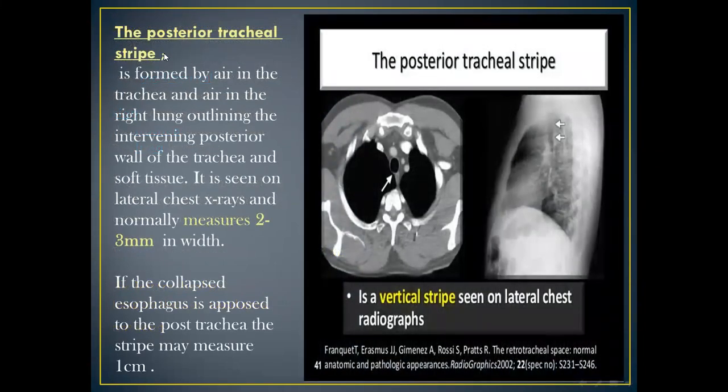The posterior tracheal stripe is formed by air in the trachea and air in the right lung, outlining the intervening posterior wall of the trachea and soft tissue. It is also less than 3 mm in width. This is the trachea, and this is the posterior tracheal stripe on CT. On lateral chest X-ray, this is the posterior tracheal stripe. If the collapsed esophagus is opposed to the posterior tracheal wall, the stripe may measure up to 1 cm.